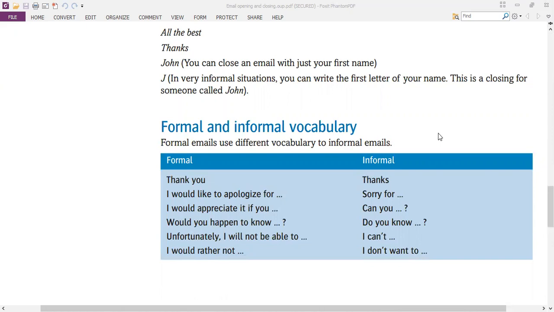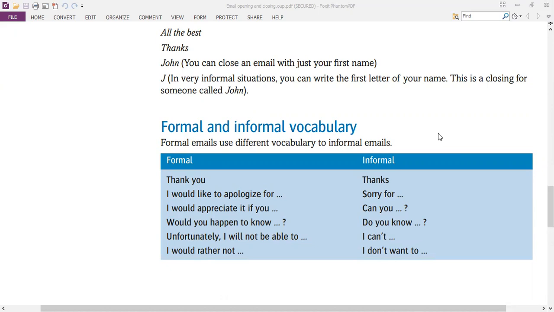In formal, we say I would like to apologize for, rather wordy, but again we use this. And informal, sorry for. And the next is I would appreciate it if you. And in informal we start with can you. And formal we say would you happen to know. And informal we straight away say do you know.